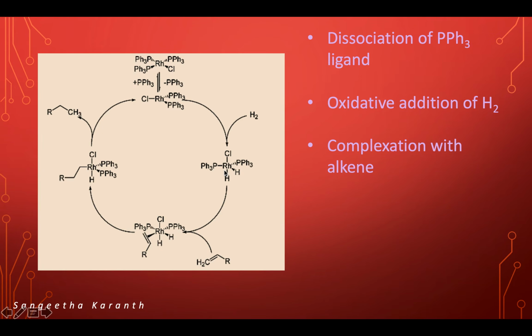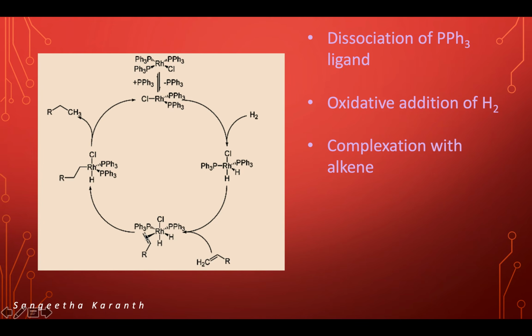So this will get converted into a hexa coordinated complex. So this alkene will directly bond to this rhodium like this. Okay, so now what happens is, one of the hydrogens from here, this hydrogen, there are two hydrogens, right? One of the hydrogens will add to this double bond.